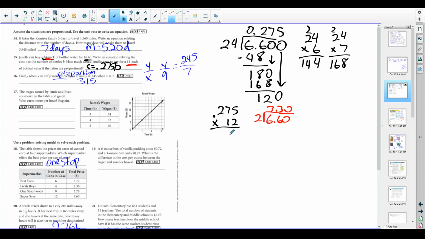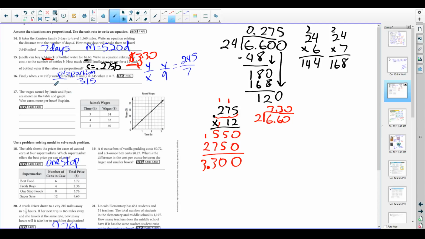So you could check it. You could say, what's 0.275 times 12? And just because I'm not confident, because I'm over here talking about toenails and I might be making mistakes, let's check this. 5, 7, 2. This should be 330. Hopefully. 10, 3, 3 with 1, 2, 3 decimal places. Thank goodness you got the answer. So how much would a 12-pack of bottled water be at this rate? It would cost $3.30. That is our answer for number 15.